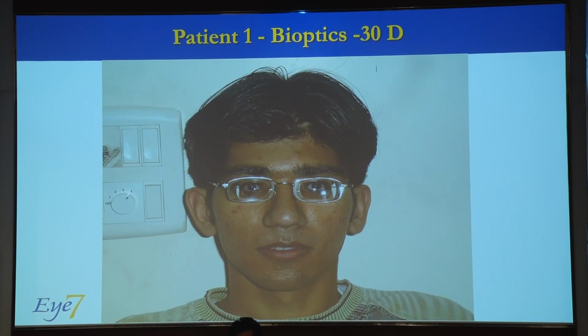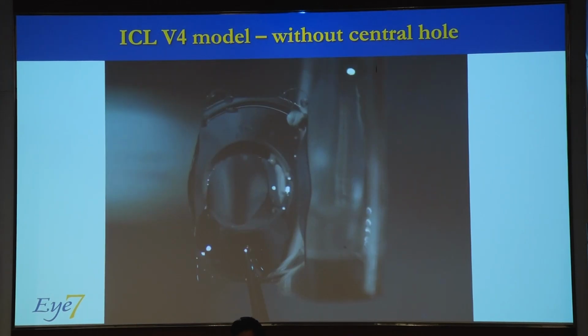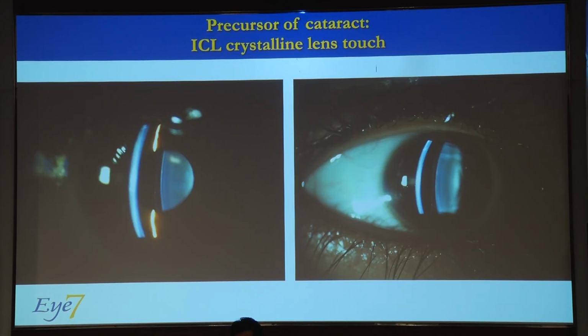So this is a case we did around 15 years ago of minus 30 diopters. We did bioptics for him and we implanted an ICL for him. That was the old V4 model, that is, ICL without holes. So this is how his vault was. The vault was very shallow and there was an ICL crystalline lens touch.